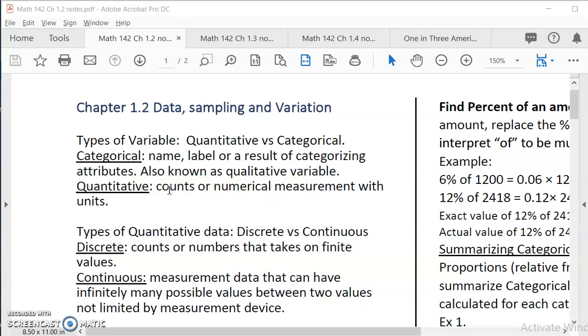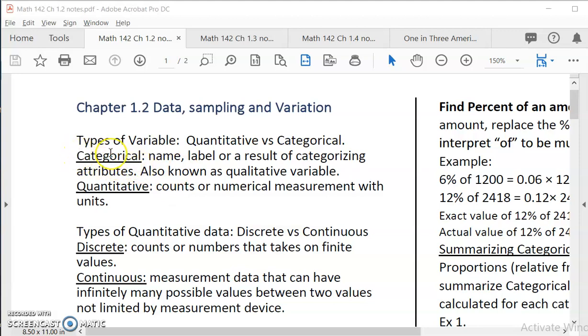Now, sometimes when you see numbers, they might not always be quantitative. For example, your student ID. Your student ID is a number, but does it measure anything? Nope. Does it count anything? No. It's just a name. It's a name for you, for the registrar to refer to you.